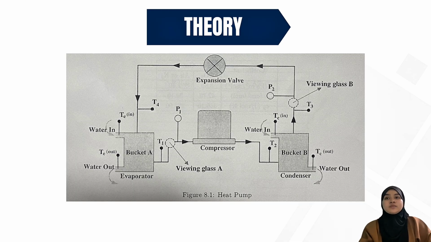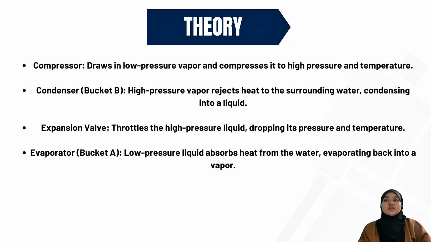This schematic diagram shows the layout of our system, showing bucket A as the evaporator, bucket B as the condenser, the temperature and pressure sensors, and the viewing glass used to observe phase changes. Compressor: draws in low pressure vapor and compresses it to high pressure and temperature. Condenser, which is bucket B: high pressure vapor rejects heat to the surrounding water, condensing into a liquid. Expansion valve: throttles the high pressure liquid, dropping its pressure and temperature. Bucket A is the evaporator: low pressure liquid absorbs heat from the water, evaporating back into a vapor.